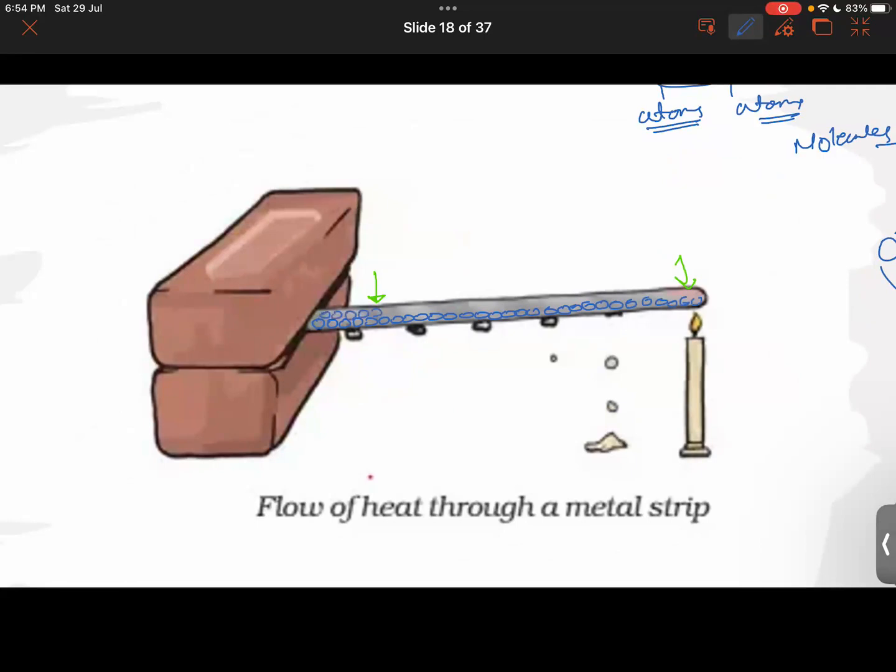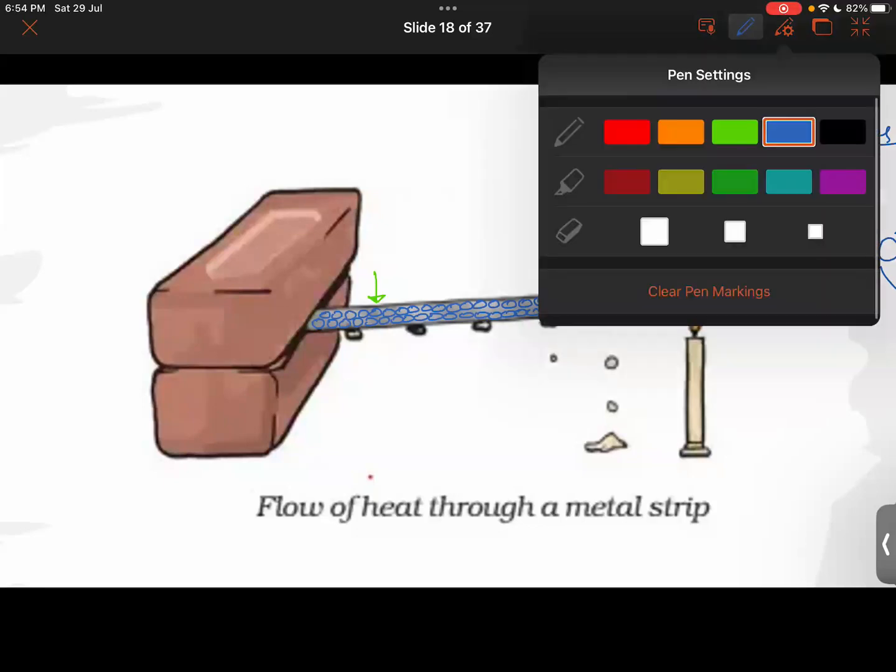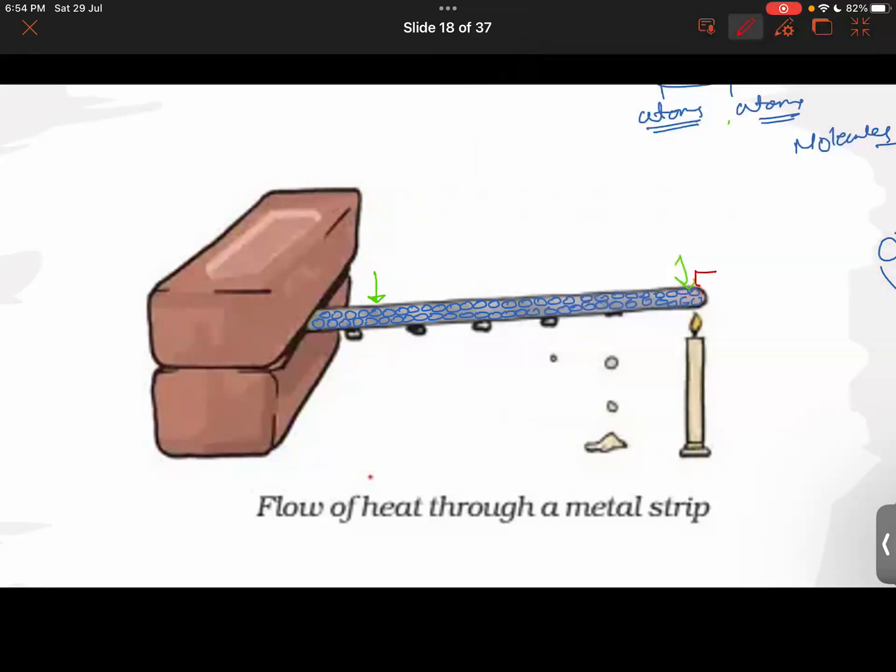What happens whenever we heat anything? It starts to melt. Okay. But if we talk at a molecular level, you will see that the molecules in this metal strip, when they are heated, will start to vibrate. The molecules will start to vibrate to and fro. They will start doing a to and fro motion.